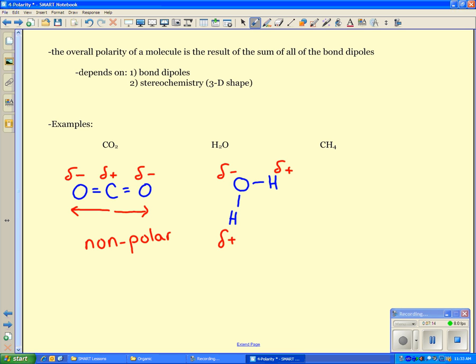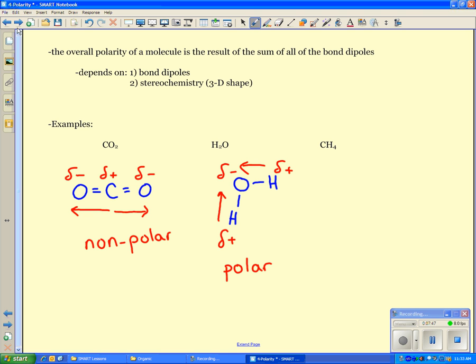This time, our electrons are being pulled in towards the oxygen. But this isn't a symmetrical pull like what we had for the carbon dioxide. So all of our electrons are being pulled toward the oxygen, and those hydrogens are left as positives. Because it's not symmetrical, that means we have an overall shift of our electrons to one side of the molecule, and therefore water is polar.